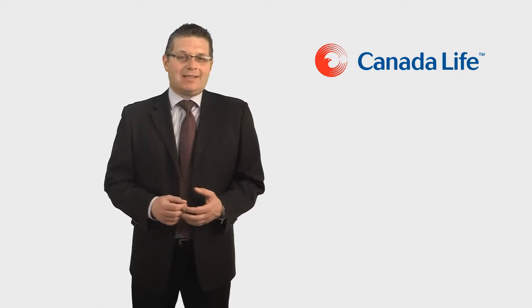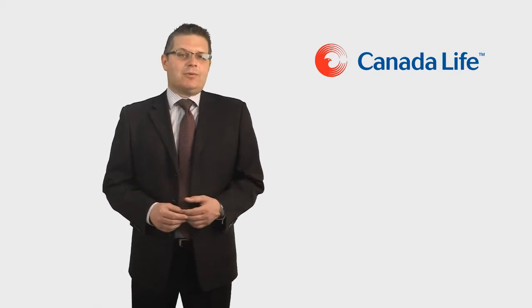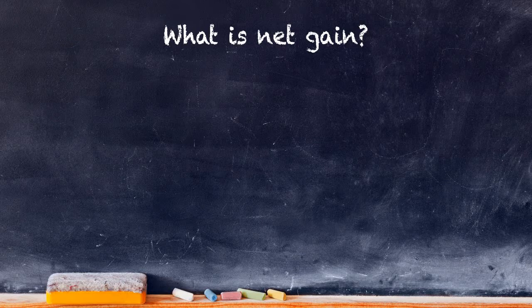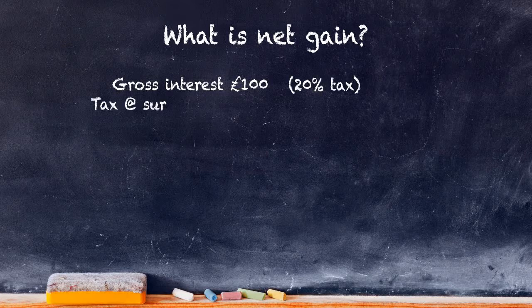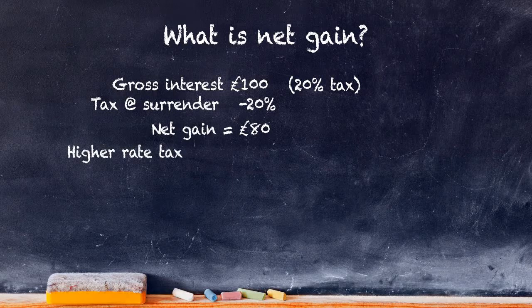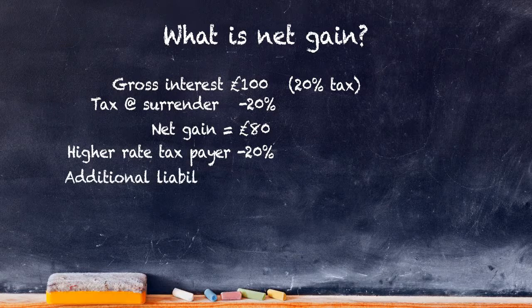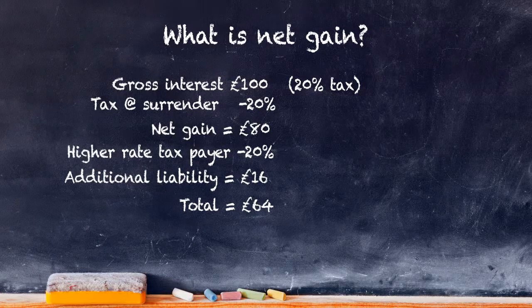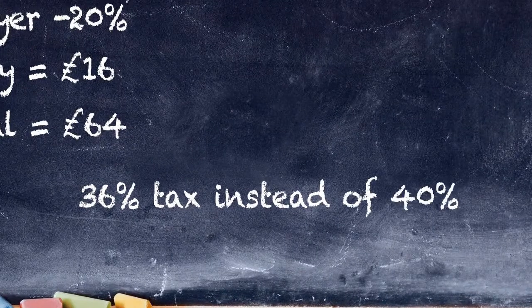But what do I mean by net gain? Well, let's consider an example. If a gross interest payment of £100 is received in the fund, as I've mentioned earlier, tax will be paid at 20%. On surrender, this gives a net gain of £80. Now, a higher rate taxpayer will pay 20% tax on that £80 gain, giving an additional liability of £16, leaving £64 out of the £100. This means that overall, they will be paying tax at only 36% rather than the 40% they would normally pay.